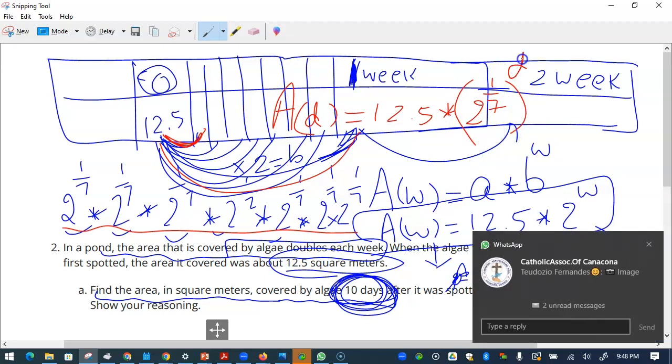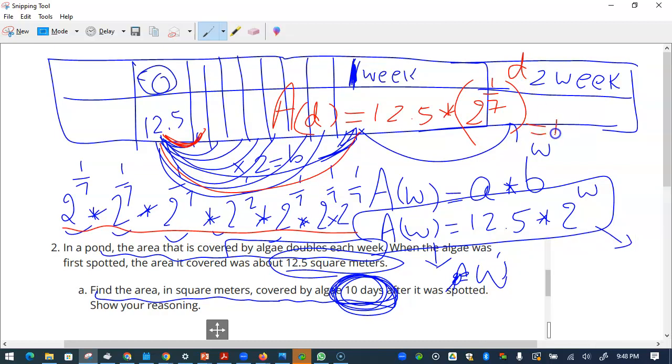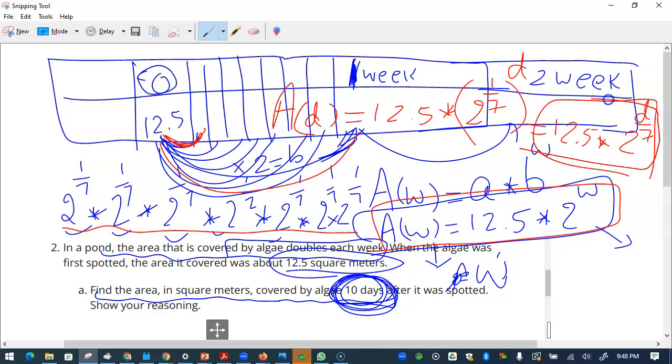See, D comes like this. So this is in days, which we can write as 12.5 times 2 raised to D over 7. There you go, you get a new formula. So if it is weekly, this is the formula. If it is daily, that's the formula.